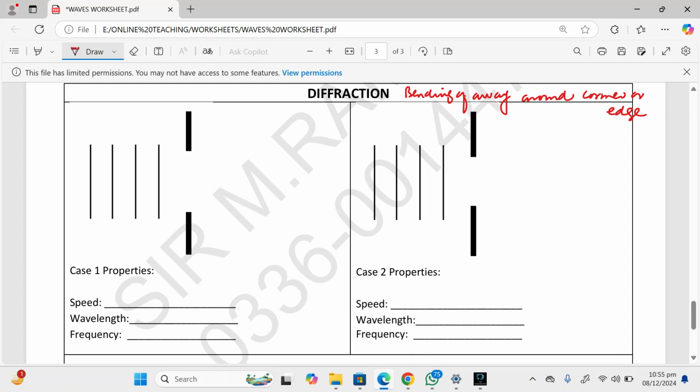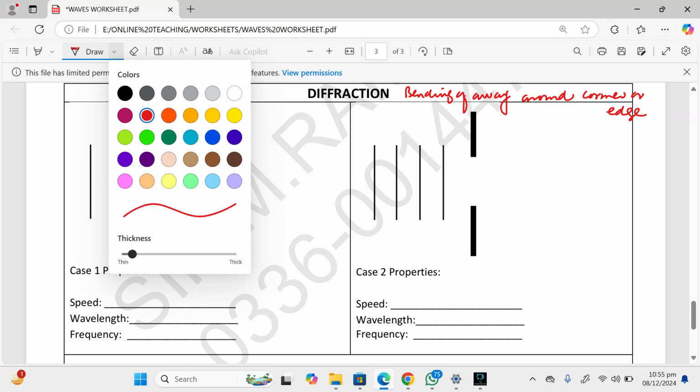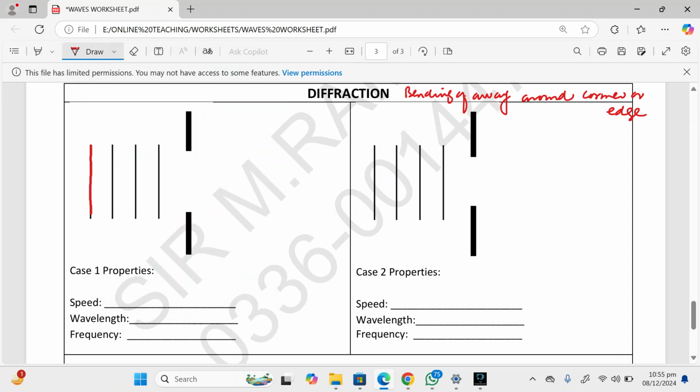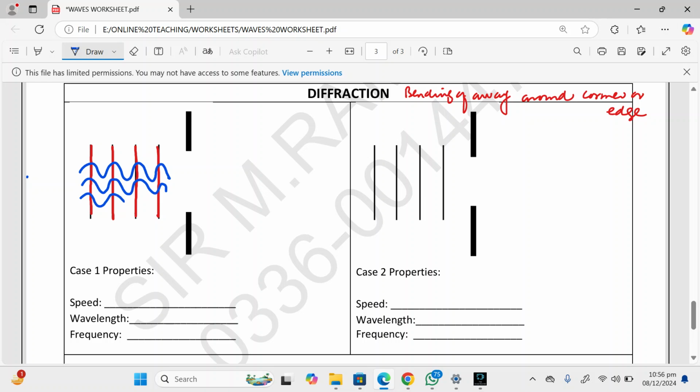So the vertical lines are called the wavefronts. A wavefront is basically an imaginary line which joins all the adjacent points on the top of a wave. For example, let me show you how these wavefronts are formed. This is the top view of all the waves, and I have drawn an imaginary line in red. This wavefront depicts all the points at the top of the wave.